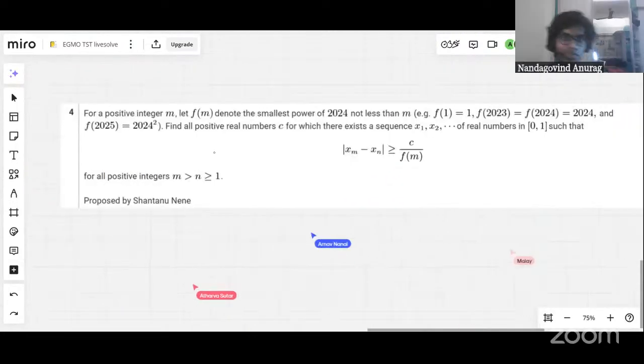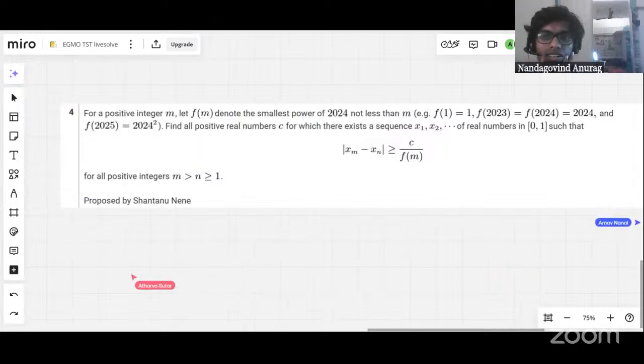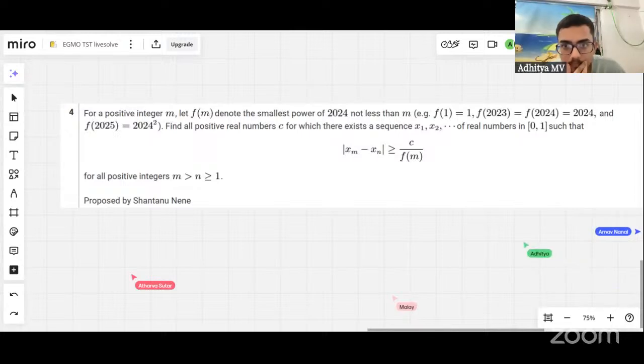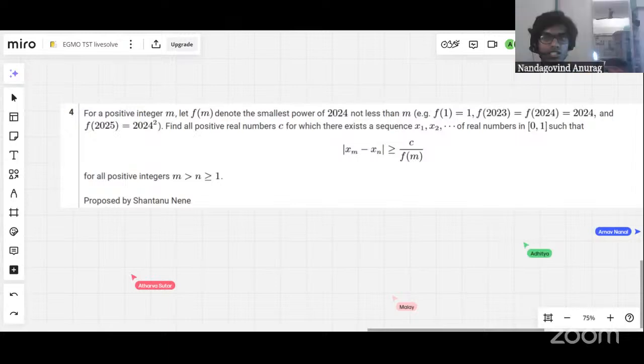Positive integer m. Let f(m) denote the smallest one not less than m. So greater than or equal to. Can they not say that?